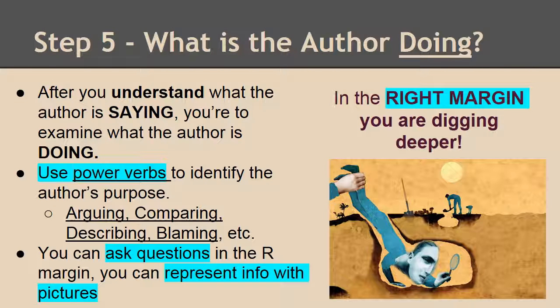And finally, in the 5th step, you try to identify what is the author doing. Once you have understood what he is saying, try to identify what the author is doing. Is he arguing, comparing, describing, or blaming? Try and ask questions in the margin. And in fact, you could even represent info with pictures. Write short little explanations of any literary techniques that have been used in the text. Why have they been used, and what purpose do they serve to the text as a whole? So in summary, in the right-hand side, try to identify what the author is doing.